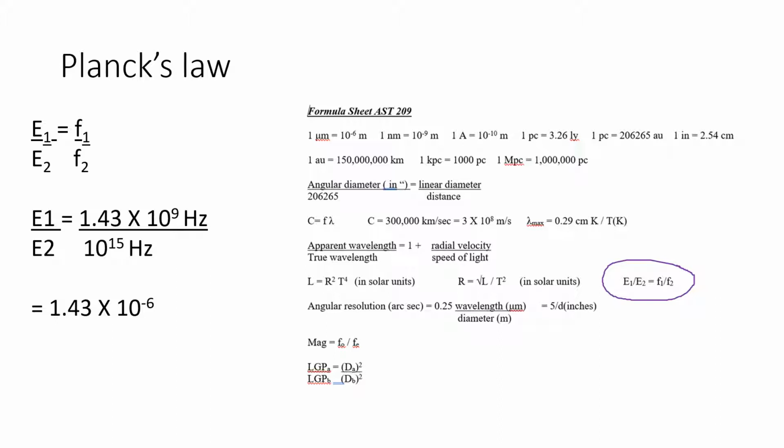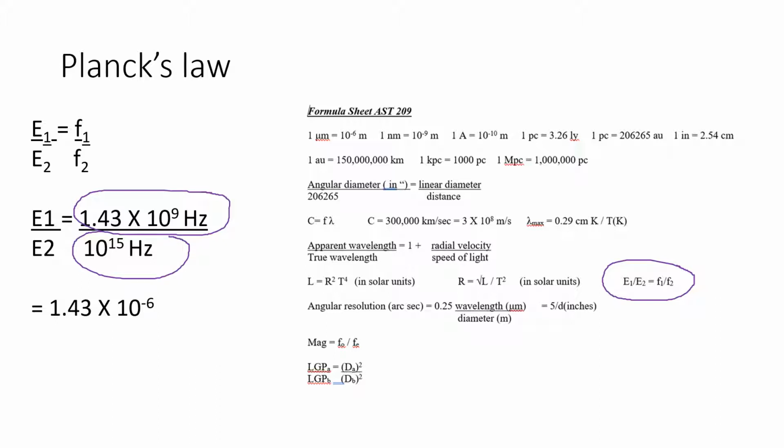So it doesn't really matter which one we call the first kind of light and which one we call the second kind of light. Since we've been talking about radio and we're going to compare the radio to the ultraviolet, I'm just going to have the radio be the E1. So E1 over E2 is frequency 1 over frequency 2. Here is the frequency that we just calculated for the radio wave. And here is the frequency that you're given for the ultraviolet.